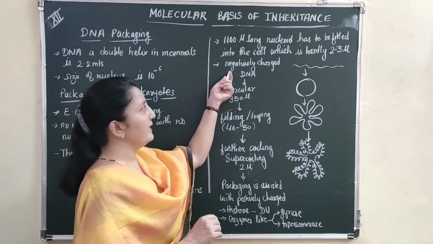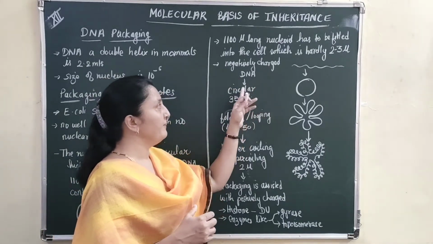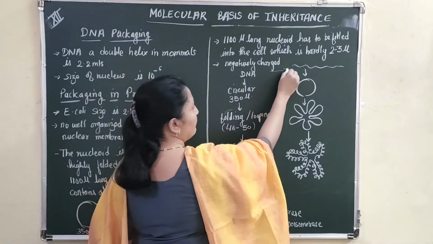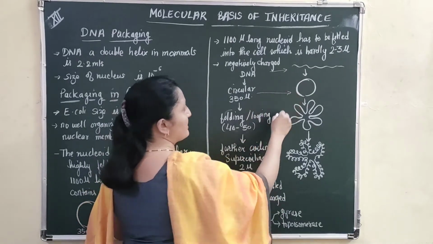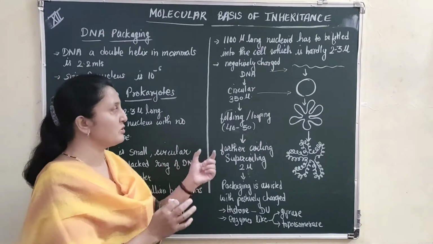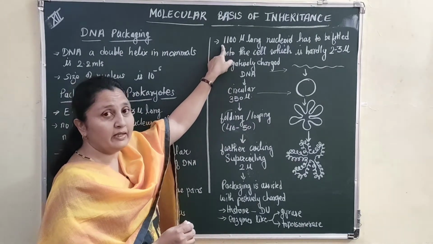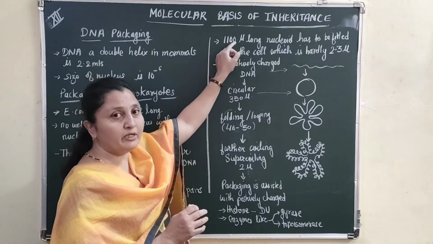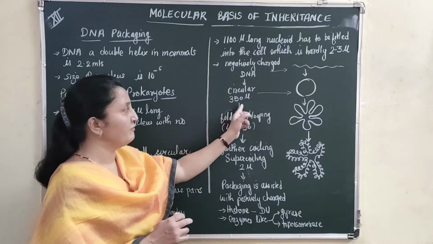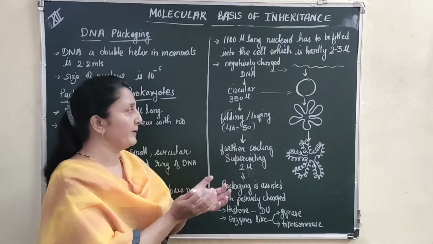Let us see. The DNA is always negatively charged. That negatively charged DNA first becomes circular, right? As it becomes circular, the size of it gets reduced to 350 microns. The length was 1100 micrometers. Now the length has reduced to 350 microns because the DNA has become a circular DNA, right?